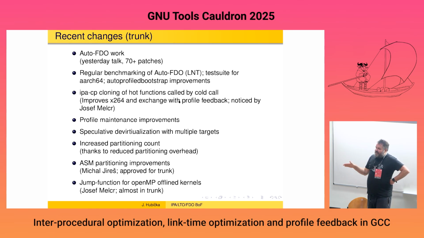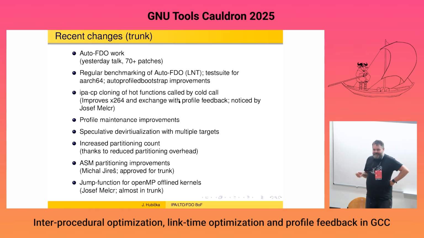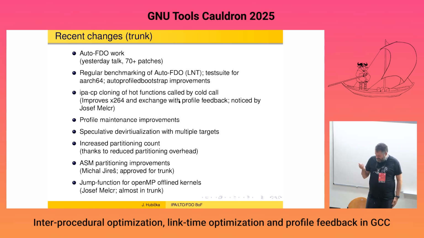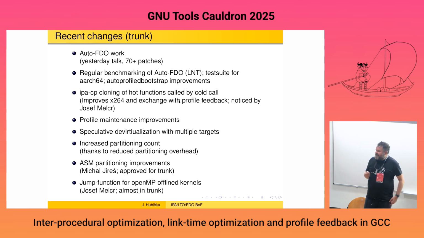On the other hand, I think we are at the end of increasing the partition counts if we don't change the WPA stage, because at the moment, if you have 12 CPUs, the local transformation stage is finished in no time, but the WPA is taking most of the time because it's not parallelized. We got asm partitioning by Michal, so that's the beginning of the kernel support, which was discussed yesterday too. And we got the OpenMP for offloading kernels, and I will approve the rest of the patch tomorrow or tonight.